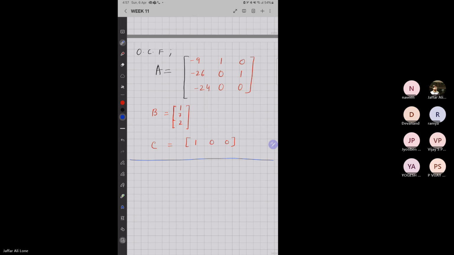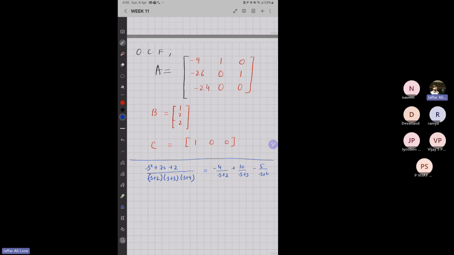are unique. So in this case, you have s square plus 7s plus 2 and s cube plus 9s square plus 26s plus 24. You can write it like this: s plus 2 into s plus 3 into s plus 4. Right? So you just broke down your transfer function and wrote it like this, and then you can find the partial fraction, and you can find this as minus 4 over s plus 2 plus 10 over s plus 3 minus 5 over s plus 4.